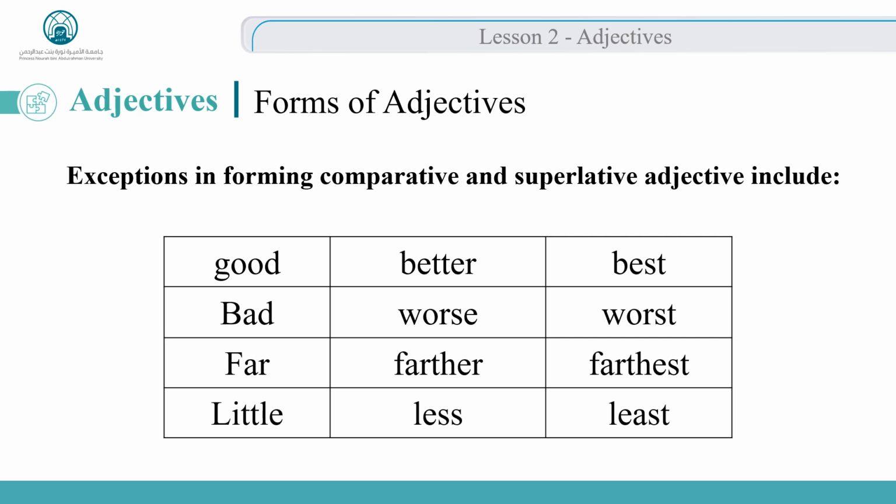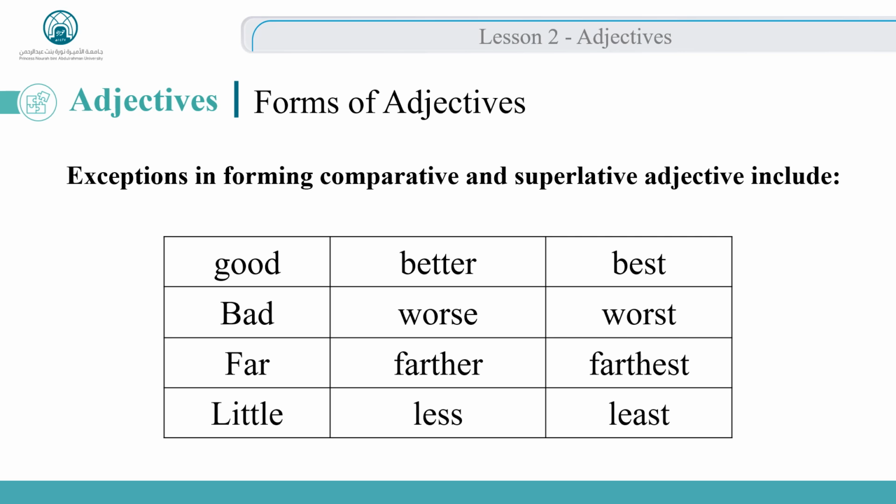We have some exceptional cases in forming comparative and superlative adjectives. These exceptional cases wouldn't have either "er" or "est," and also wouldn't have "more" and "the most" before them. Let's have a look at these exceptions. The first exception is the adjective good. The comparative form of good is better, and the superlative would be best. The second exception is the adjective bad. The comparative form of bad would be worse, and the superlative would be worst.